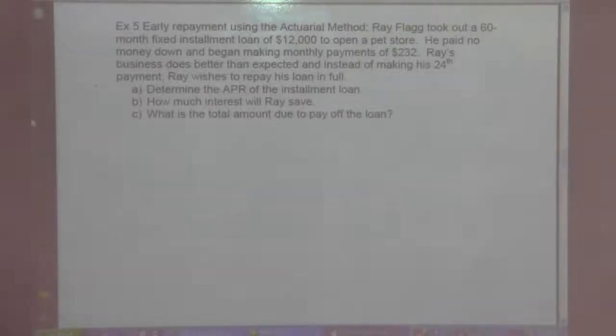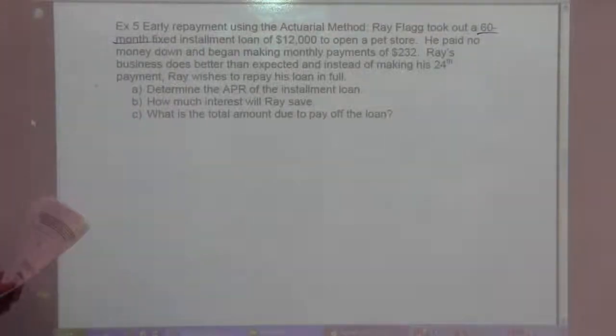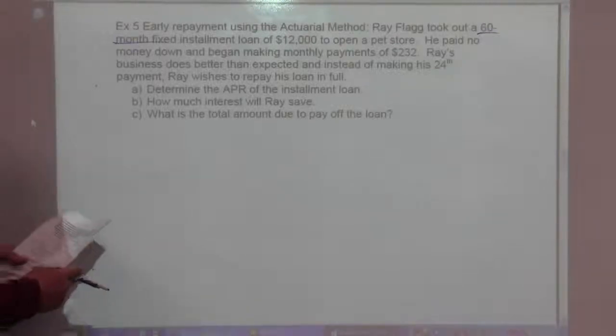Early repayment using the actuarial method. Ray Flagg took out a 60-month fixed installment loan. Originally it was 60 months of $12,000 to open a pet store. He paid no money down and began making monthly payments of $232. Ray's business does better than expected. Instead of making his 24th payment, Ray wishes to repay his loan in full. First, determine the APR of the installment loan. Second, how much interest will Ray save? And what is the total amount due to pay off the loan?